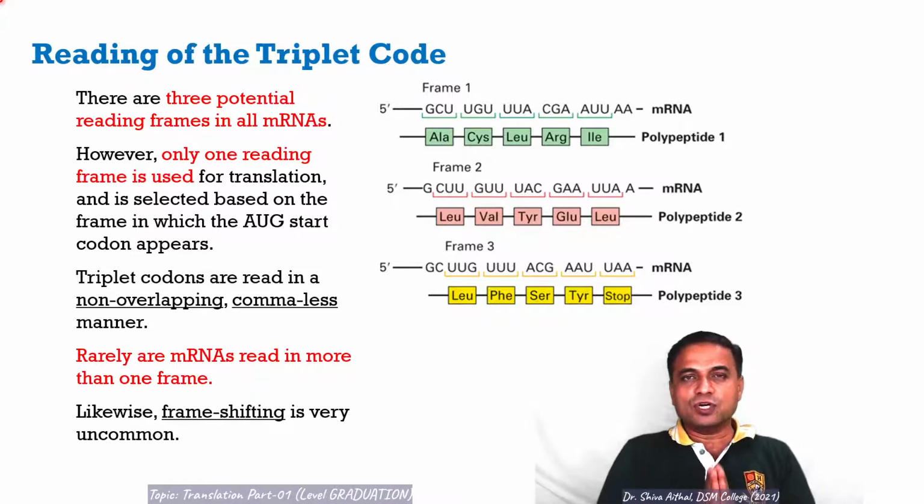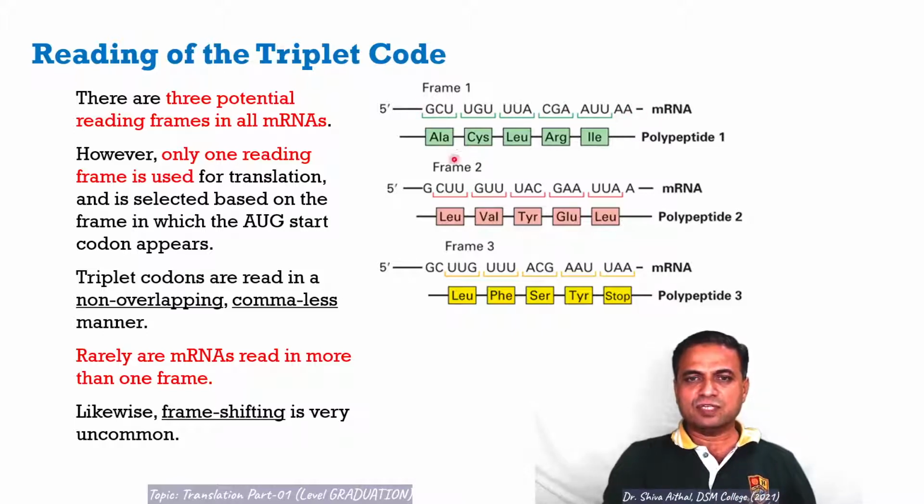There are three potential reading frames in any mRNA molecule. See this, the first one. Let's call this frame 1. This is the same mRNA sequence, that is GCU, UGU, UUA, CGA, AUU, AA, for your understanding. Hypothetical mRNA chain.